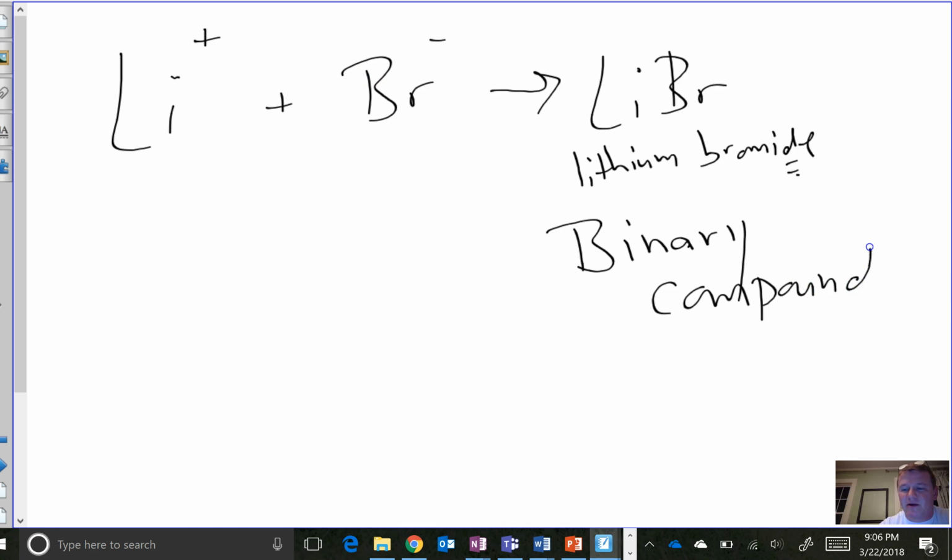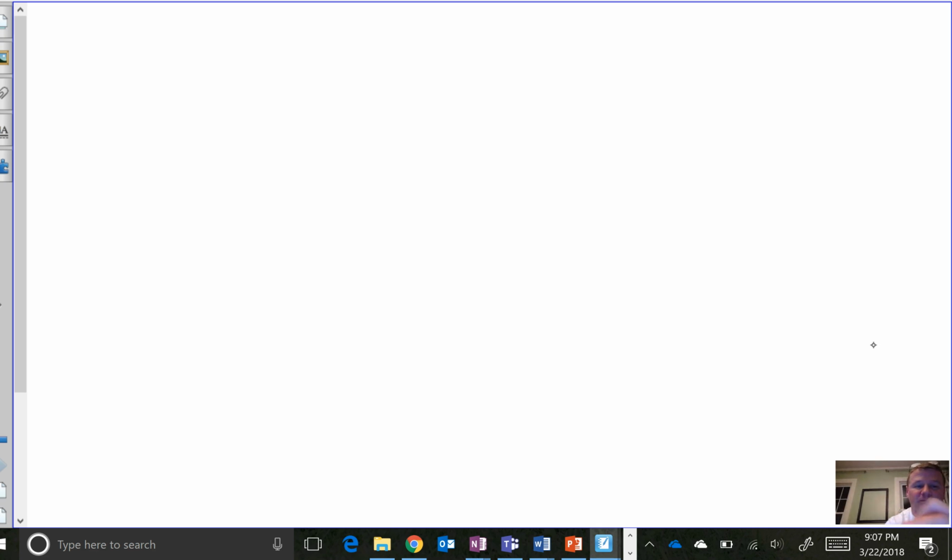And that binary word, bi, means 2. So literally what we mean here is that a binary compound has 2 elements. In this case, lithium and bromine. Okay? So now let's look at some more binary compounds.